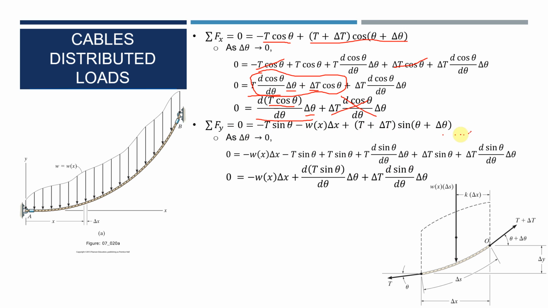For F sub y, you get a similar reasoning. So we have, let's see, here's the negative T sine theta right here. T plus delta T sine theta plus delta theta. T sine theta, T, the derivative of the sine delta theta, delta T sine theta, delta T, derivative of the sine delta theta. And then here's the w of x dx right here. And by similar reasoning, we get this.